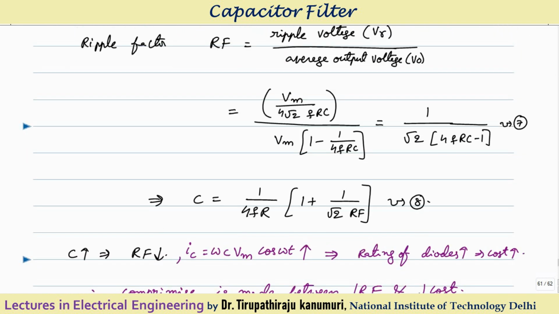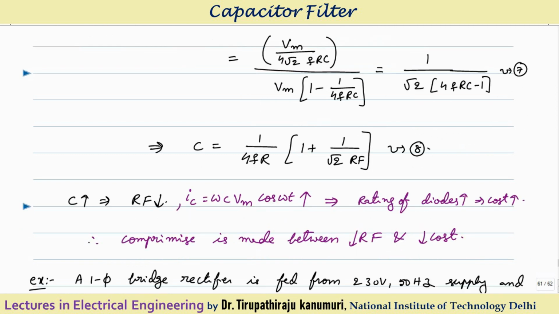You can see here the value of the ripple factor is inversely proportional to the value of the capacitor. That means if you want to decrease the value of the ripple factor or remove the ripples, the value of the capacitor will have to increase proportionately. And one more thing, the ripple factor also depends on the frequency. So now from this equation I can write the value of the capacitance C is equal to 1 by 4FR into 1 plus 1 by root 2 times RF.